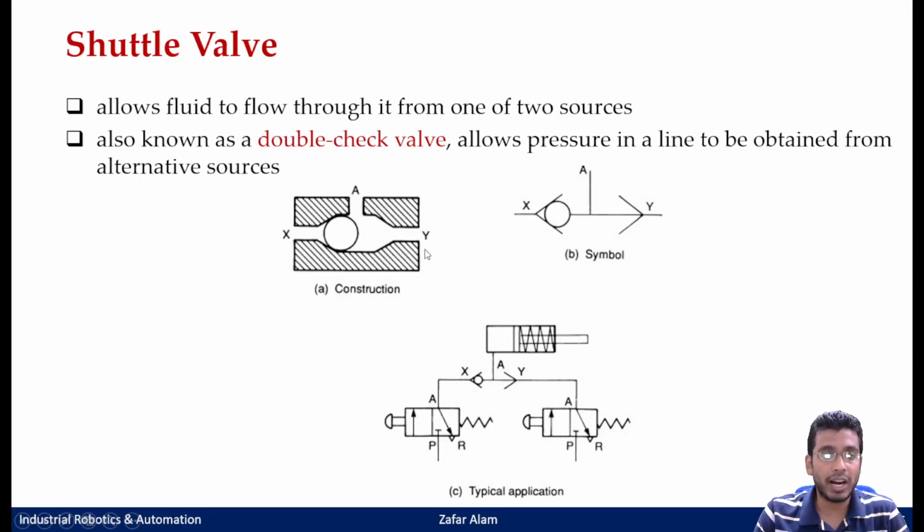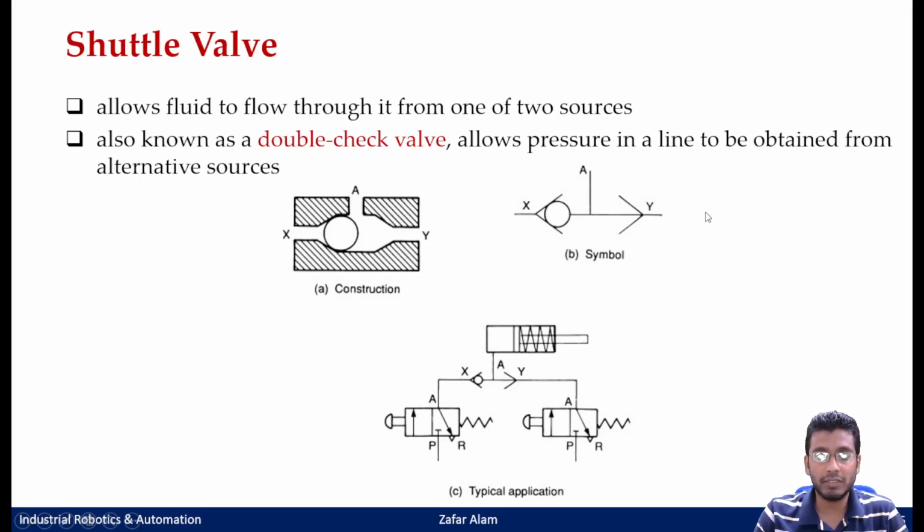Either you can make the fluid enter from Y and go out in this direction, or if you have a pressurized fluid flowing from this side, then what would happen? This poppet will shift to this side and block this port, and you can have a flow through this direction. The symbol is just like this. You can say there are two check valves, so you have a double check valve arrangement here. One check valve is this and the other is this.